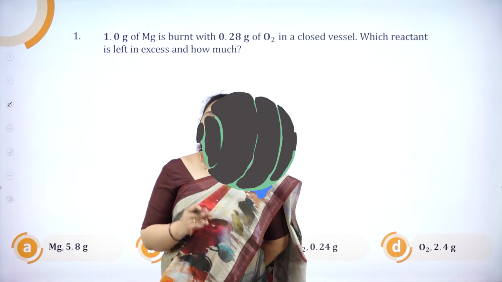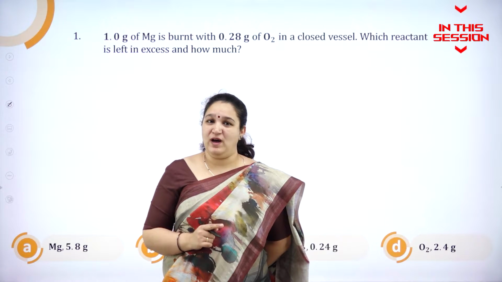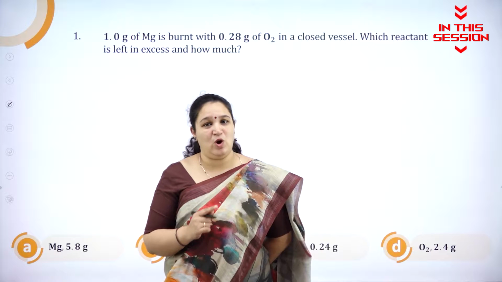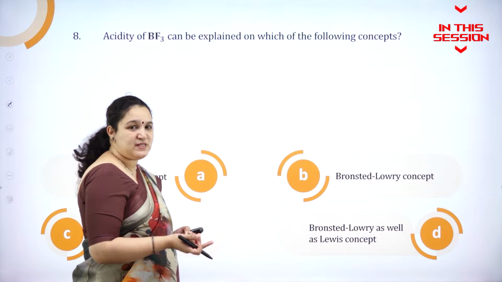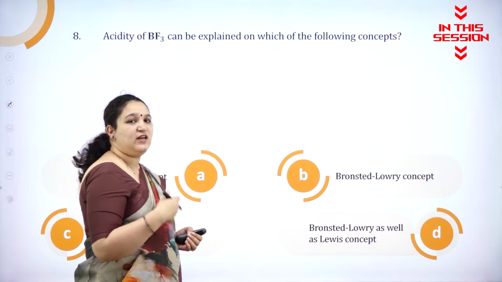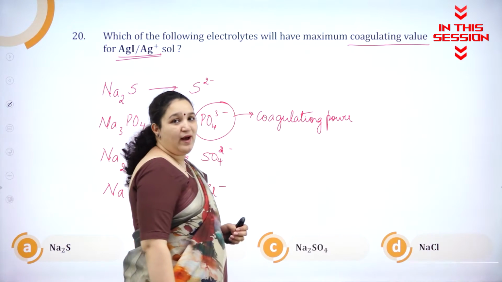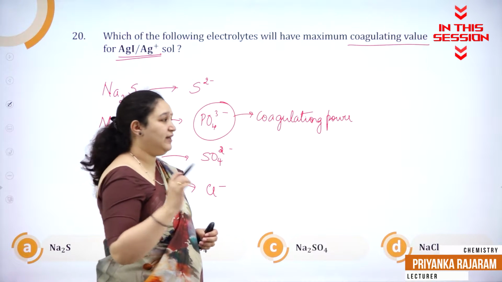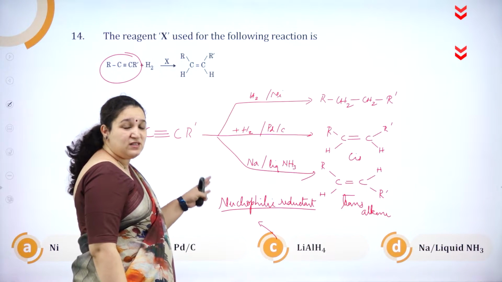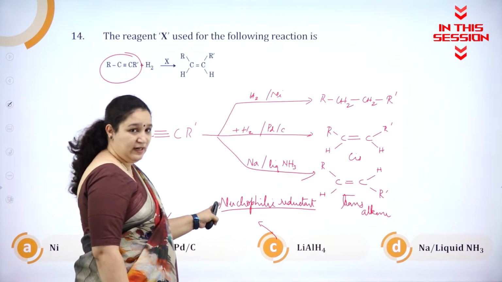This question paper is quite easy if you are very strong with your concepts. According to Arrhenius concept, anything which can give an H plus ion is an acid, anything which can give OH minus ion is a base. Coagulating power is inversely proportional to coagulating value. Lithium aluminum hydride is a nucleophilic reductant.